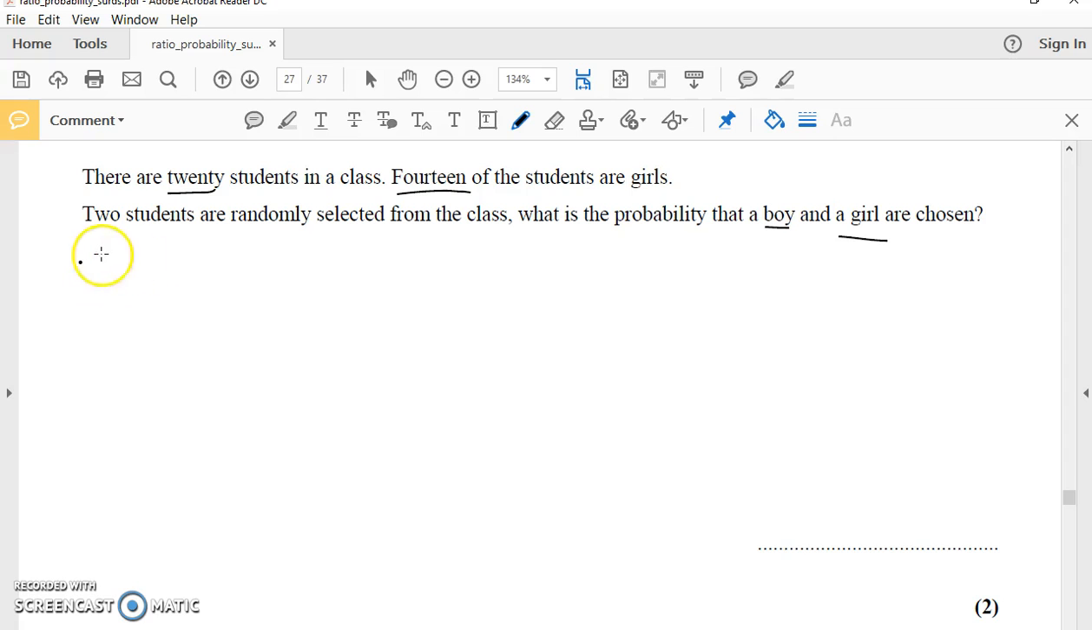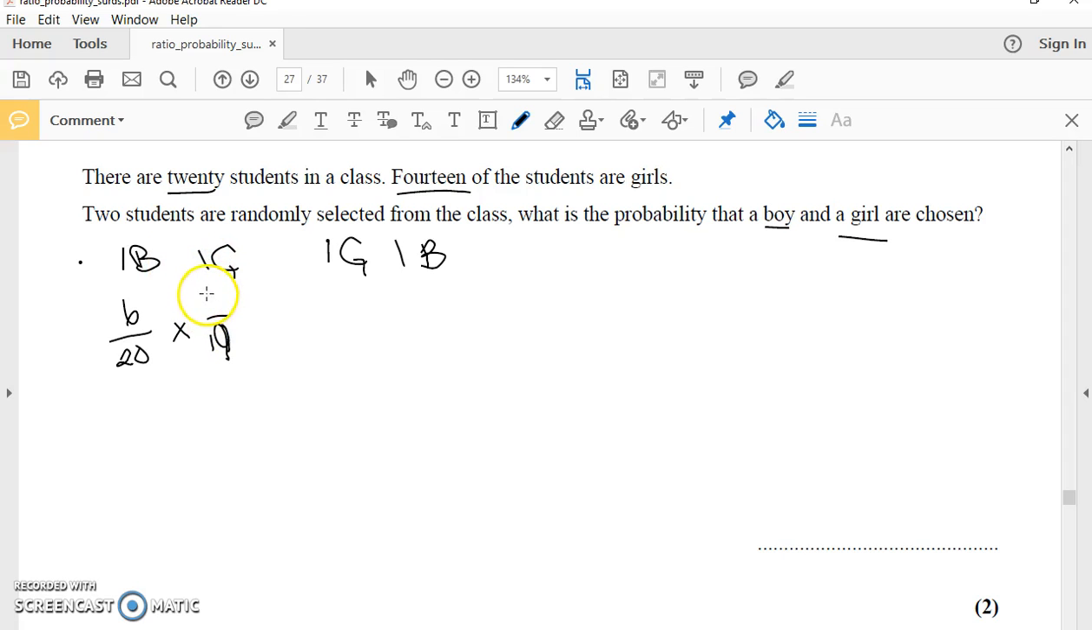So for this one, we have 2 different outcomes. We can have 1 boy and 1 girl, or we can have 1 girl and 1 boy. So a little bit less complicated. So we know that 14 out of 20 are girls, which means that 6 out of the 20 are going to be boys. So my boy is going to be 6 out of 20 times my girl. Remember, I've taken 1 out, so it's over 19 now.